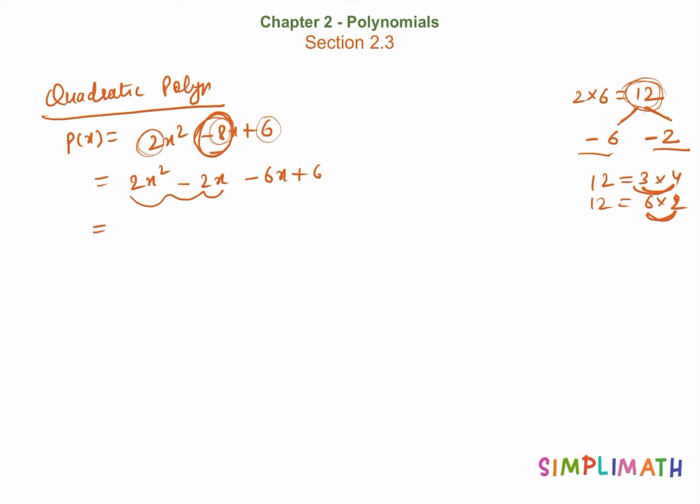So from here what do we get? x equals 1 or x equals 3. So 1 and 3 are the zeros of the polynomial p of x. Now please note one thing over here. If we find the sum of these zeros, 1 plus 3, it is 4, and 4 can be written as minus of minus 8 by 2.